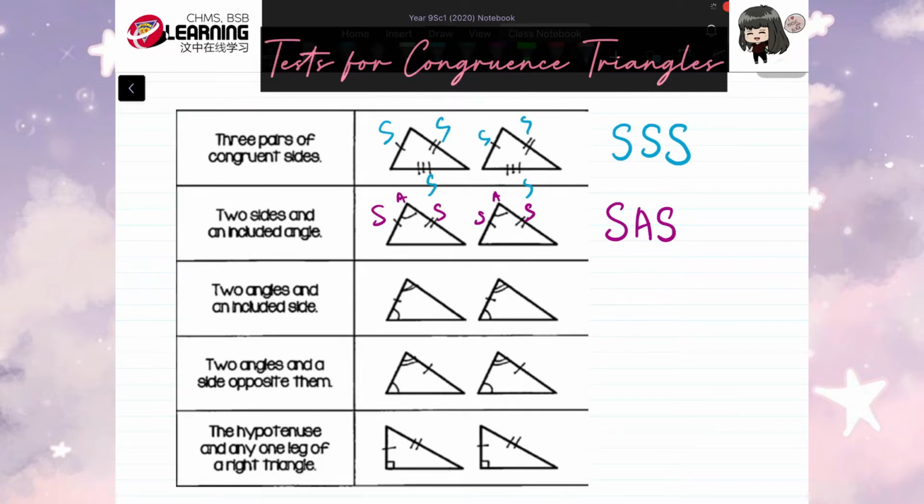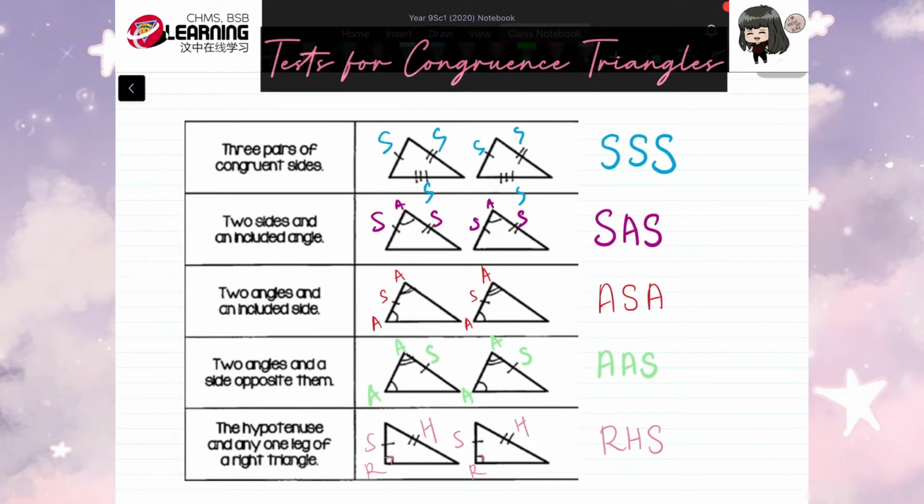The third one is angle side angle, ASA. The side is included; you can see that the S is in between 2 angles. Then we have angle side, or side angle, which is the same, and we write this as AAS, which means the side is not included between the 2 angles. And the last one is right angle, R, then hypotenuse, and then side. So it's RHS, right angle, hypotenuse, and side. These are the ones that we can confirm are congruent triangles.